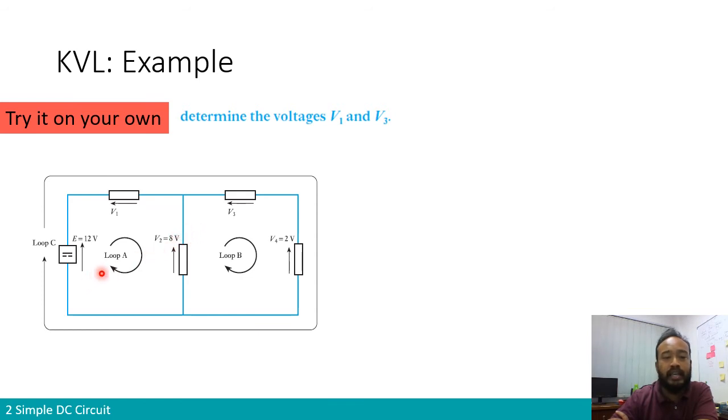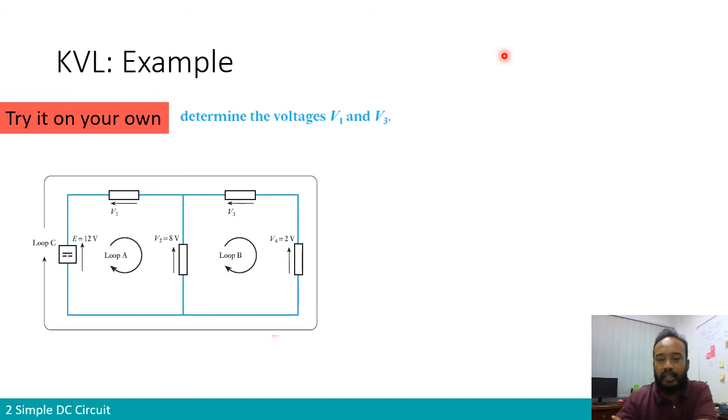What you need to do is identify the voltages involved in each loop. In this exercise, we need to find V1 and V3. V1 is involved in loop A and loop C. V3 is involved in loop B and loop C. So loop C is the one joining them. If you want to find them together, you write the equation in loop C, but if you want to find them alone, you can write the equations for loop A and loop B.